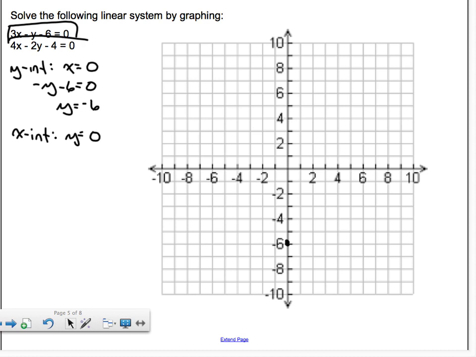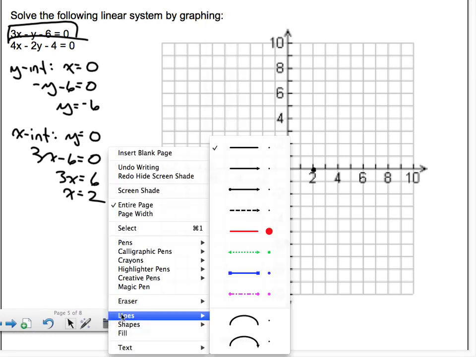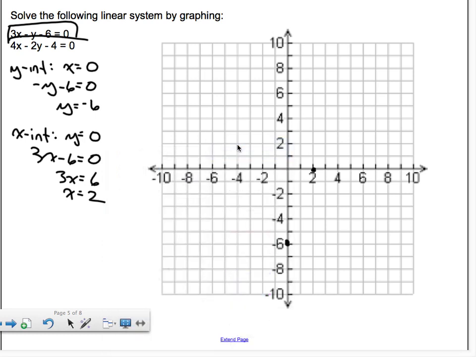Here, if y is equal to 0, 3x minus 6 is equal to 0, so 3x is equal to 6, x is equal to 2. Over here, and then just draw my lines for both of those points.